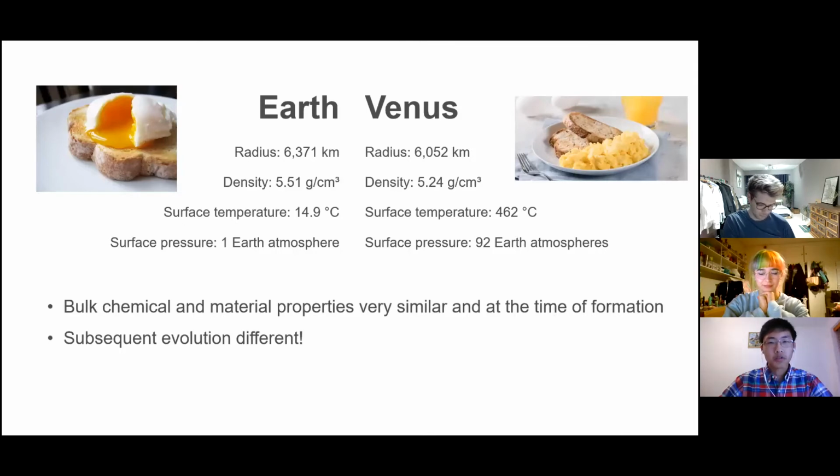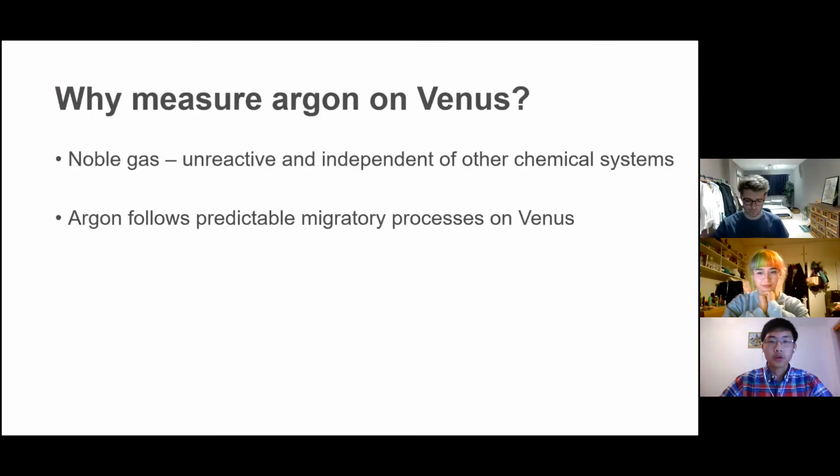And now we ask the question, why are we measuring argon on Venus? Argon is a good gas to measure because it's always gaseous and it's a noble gas, so it's inert and isn't affected by other geochemical processes. So it always remains in the atmosphere. Argon follows quite a simple migratory process on Venus: noble gases enter the atmosphere through volcanism, and they aren't subsequently reacted or sequestered. They just remain in the atmosphere and accumulate over time.